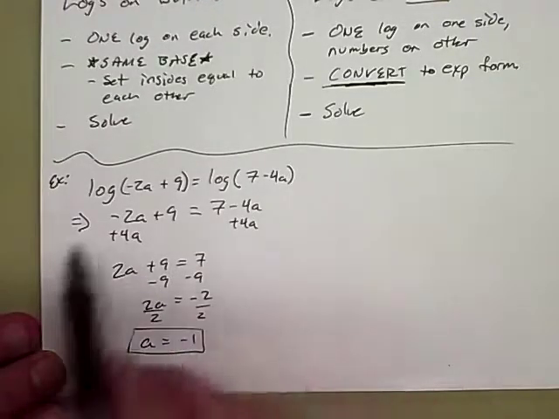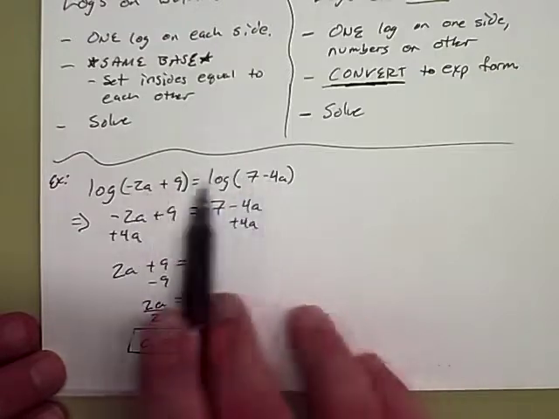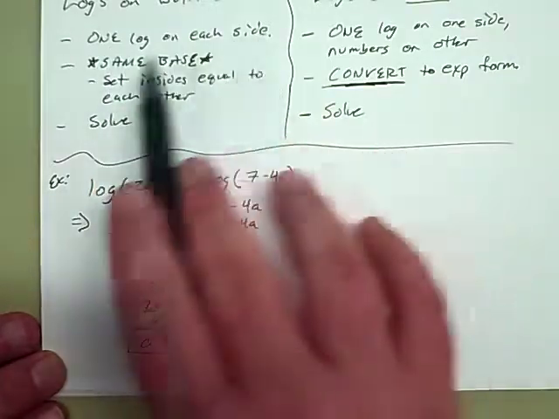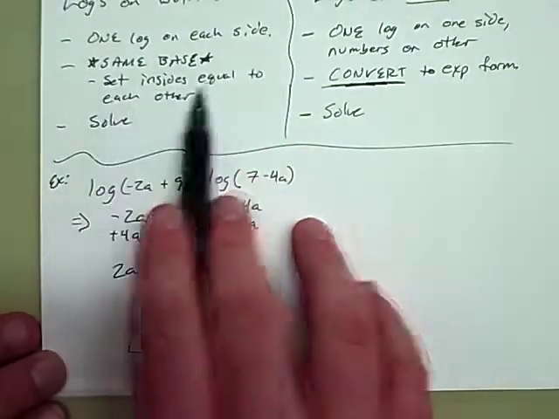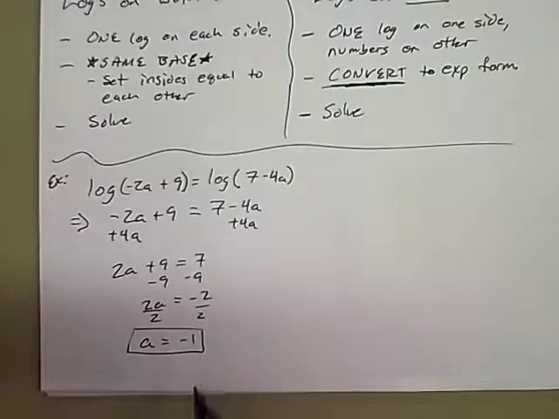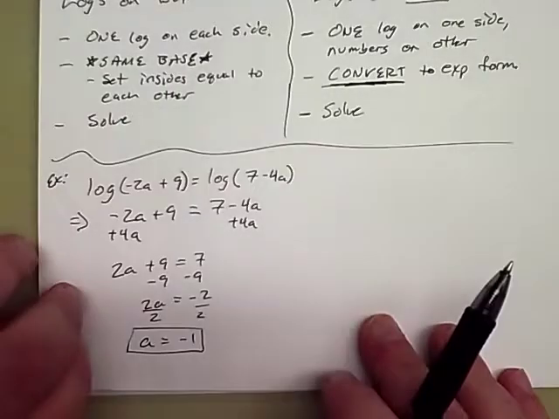All right, so the first example, we had logs on both sides. So we made sure there was one log on each side. They had the same base, so we set the insides equal to each other, and then we solved. A is going to equal negative 1. All right. Now, let's try a few more examples.